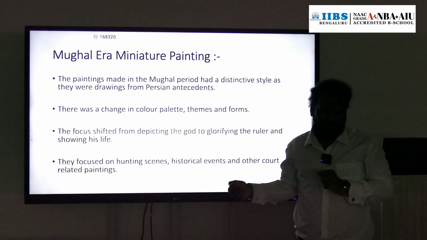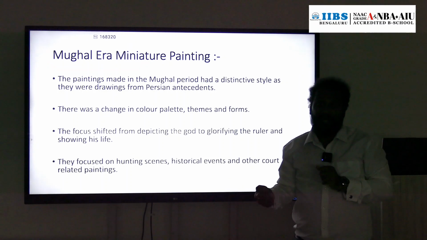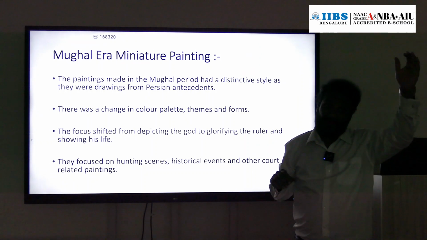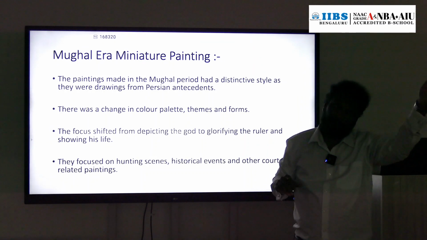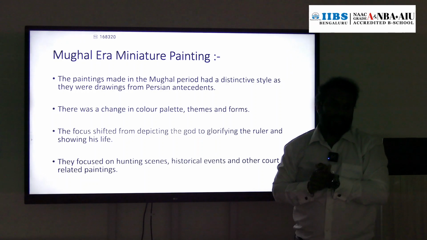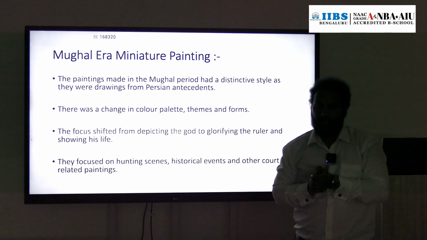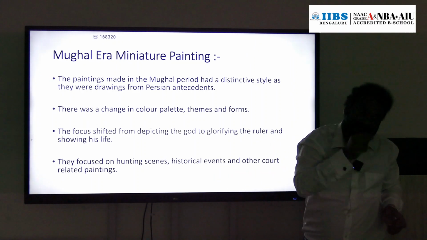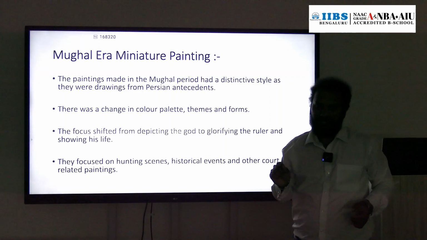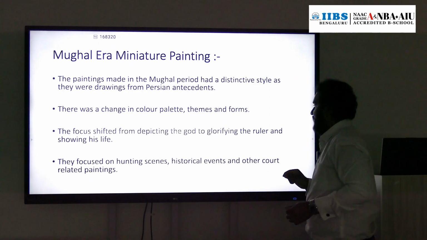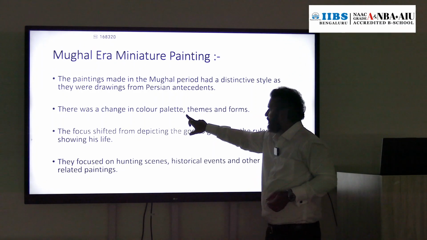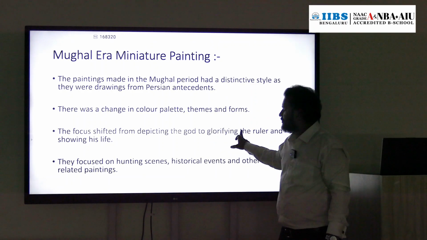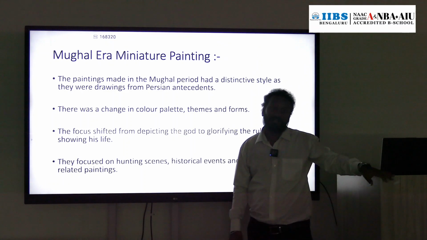the descendant of Sher Shah Suri, okay, and he established the Mughal Empire. When he was coming from Persia, he brought Persian painters also. Because of that, Mughal painting got the Persian influence. Understood? So that is there. And there was a change in color palette, theme and forms also. So focus shifted from God to glorifying the rulers and showing life.